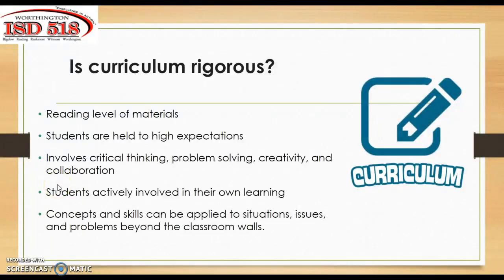So when you're thinking about whether the curriculum is rigorous, you really want to look at some of these different things. What is the reading level of the materials? Granted, you're going to have different ability levels in a lot of our classrooms, but think about the reading level of the materials. Are they too low? Are they going to be too easy, so that it's not really challenging the students? Holding those students to those high expectations involves critical thinking and problem solving. Concepts and skills applied to situations, issues, and problems beyond the classroom walls. Looking at some of these different types of things as we're going through this process.